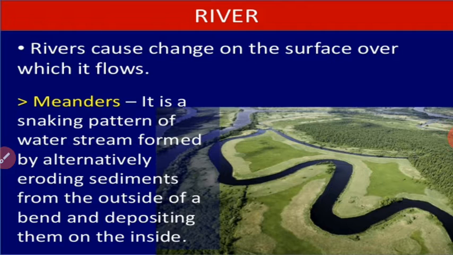Rivers cause change on the surface over which they flow. So there are some sort of changes in the river bed itself, on the surface itself where it flows, which you have already seen.